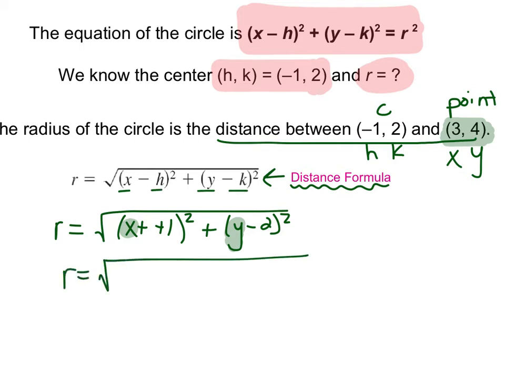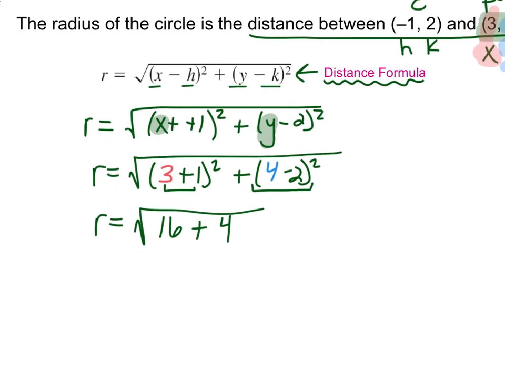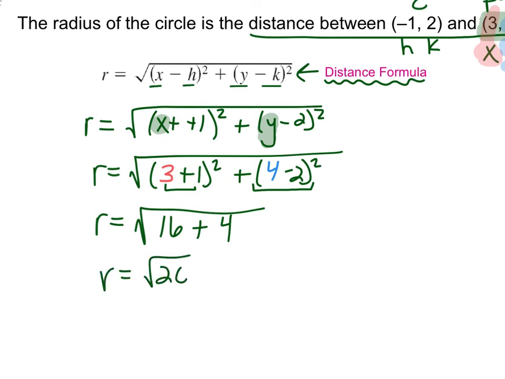So I know that x is 3, so I can substitute 3 in here. So I'd have 3 plus 1 squared plus, and then our y value over there is 4. So this would be 4 minus 2. Now I can get an actual number value instead of having variables in there. So we are given enough information because we have the center and a point. So this gives us a square root: 3 plus 1 is 4, squared is 16, plus 4 minus 2 is 2, squared is 4. So our radius is the square root of 20.